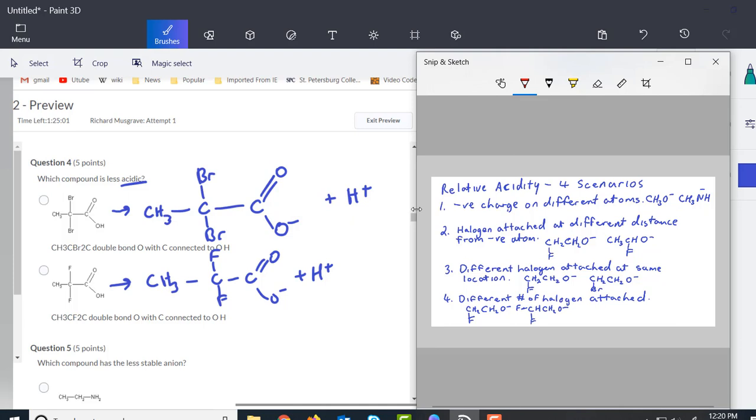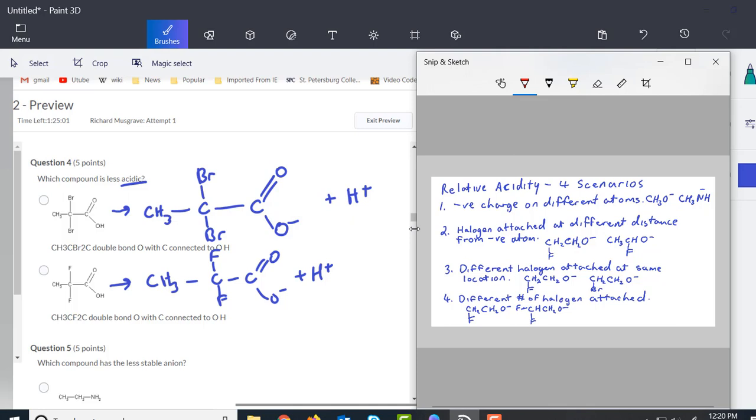Scenario 2 is a halogen attached at a different distance from the negative atom. Well, if you look at this example, you see the F is on the NC, and here the F is on the middle C. That's not the case here. The halogens are on the same carbon atom. So it's not number 2.